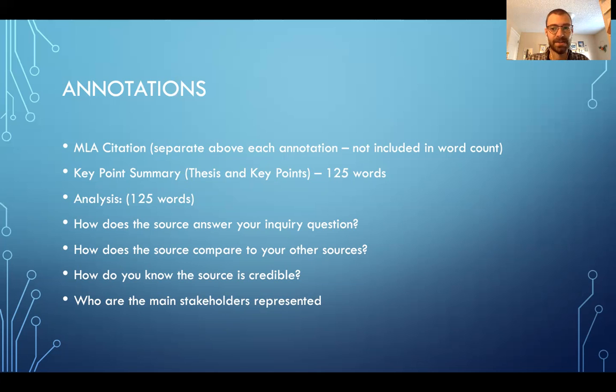So in the analysis section, I want you to answer these four questions. How does the source answer your inquiry question? What part of it is it answering? In what way is it helping you to understand your inquiry question better? How does the source compare to your other sources?